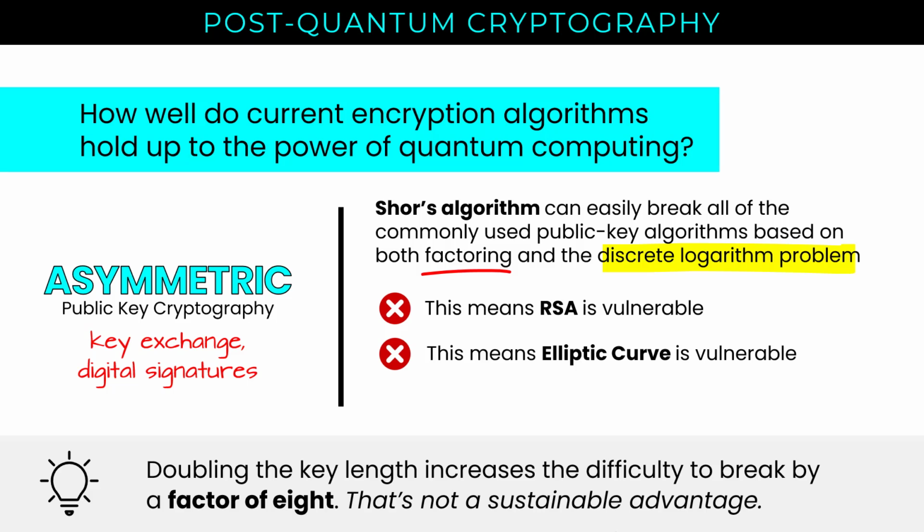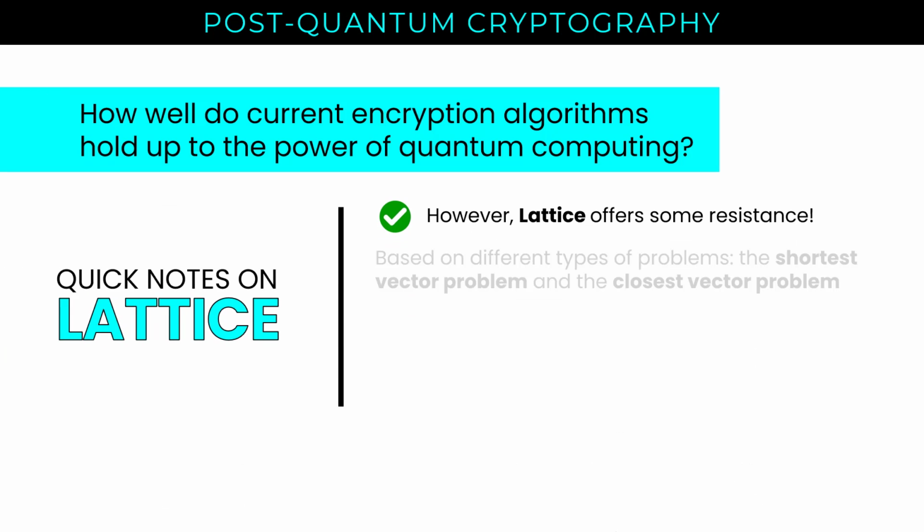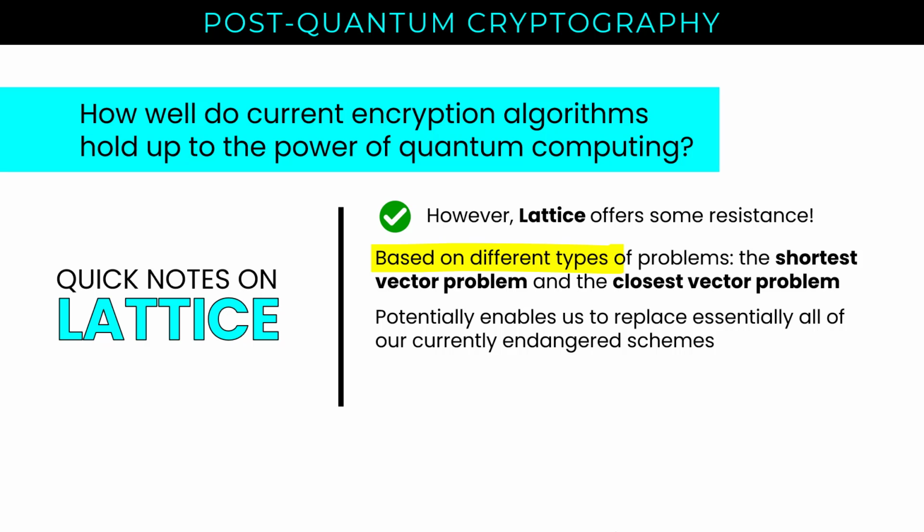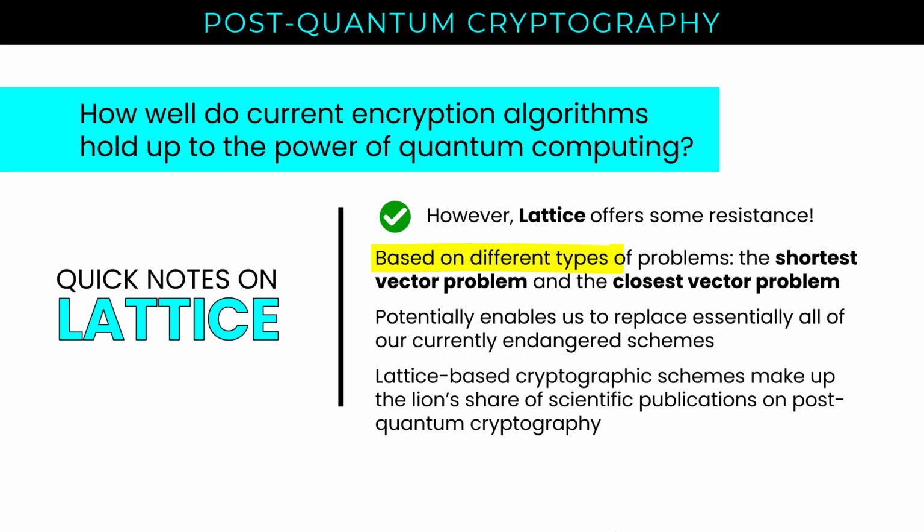So the good news for the future here is that lattice offers some resistance and some real promise for quantum-resistant algorithms. So it's based on different types of problems, the shortest vector problem and the closest vector problem. And according to Alwyn, it potentially enables us to replace essentially all of our currently endangered cryptographic schemes. And lattice-based cryptographic schemes make up the lion's share of scientific publications on post-quantum cryptography. And this bit of information comes from NIST's post-quantum cryptography competition, which they announced in 2016.